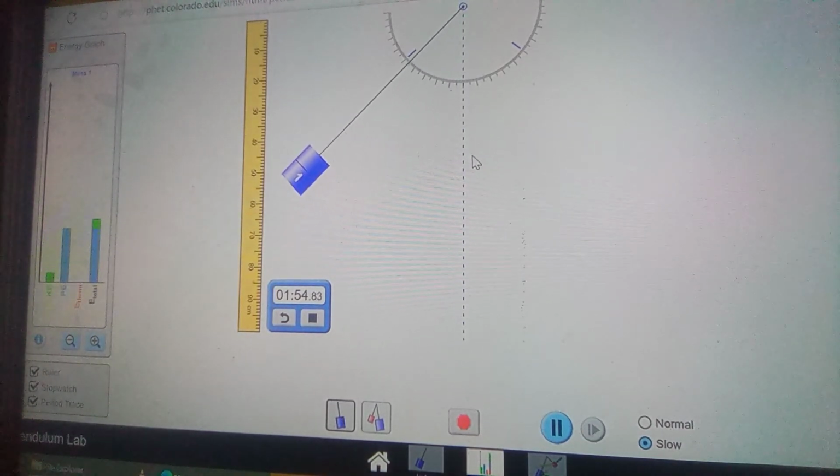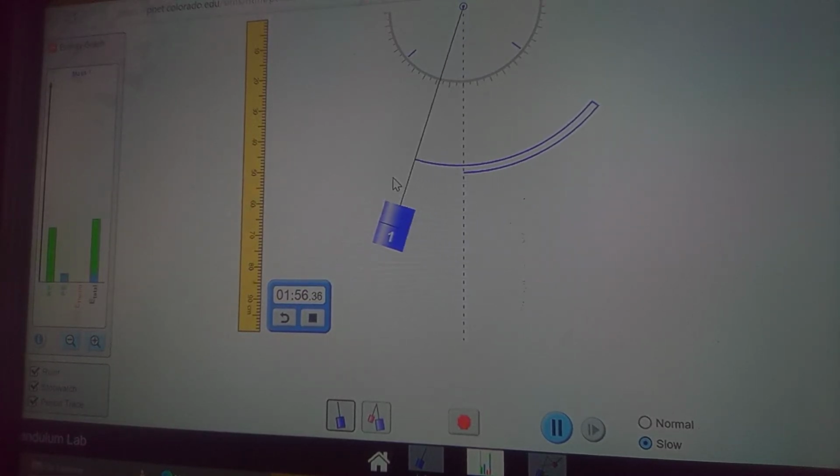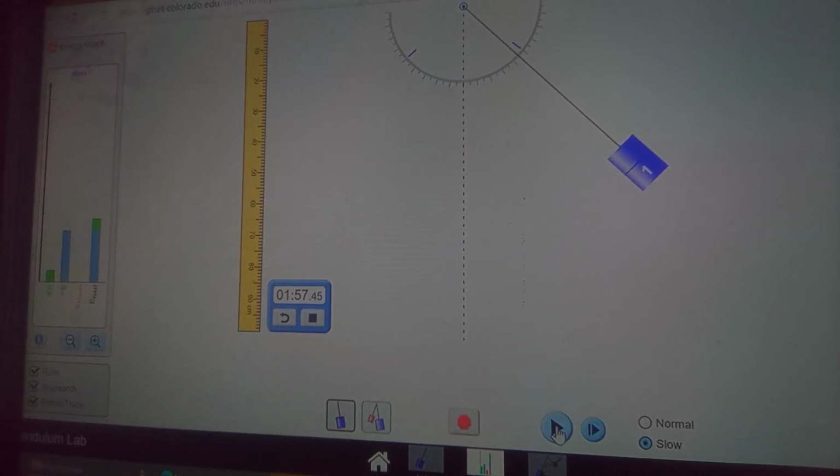Then you continue. That is how we make the oscillations and observe the different energy transformation, where kinetic energy is transformed into potential energy. If it's here, you can see that potential is max, kinetic is low, and mechanical is the total energy.